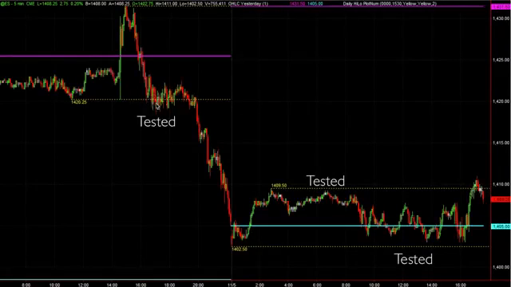Let's assume you went long with a limit order here. You have a small stop and you get stopped out. That's simply just part of the game. You will not only hit winners in trading.